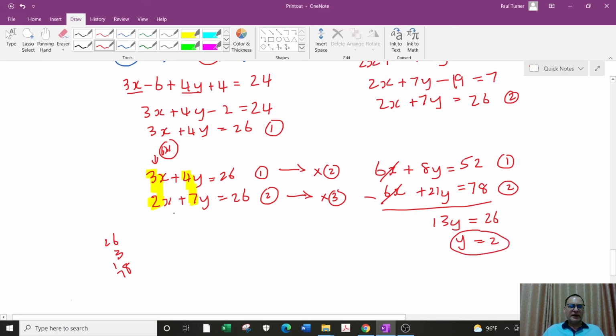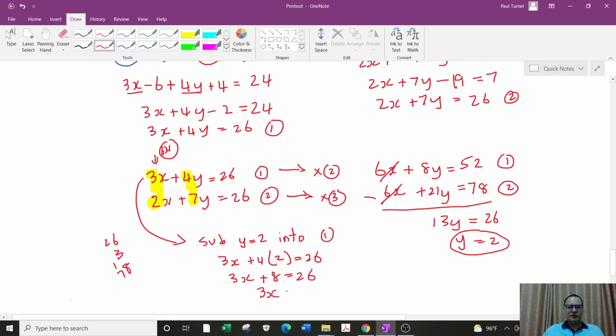Okay, so now we find our x value, put it back into one of these, that one there, for example. So sub y equals 2 into equation 1 there. So we'll have 3x plus 4y, y is 2, equals 26. So 3x plus 2 4s are 8 equals 26. 3x equals 26 minus 8. What's that? 3x equals 18. So x equals 6. Okay, so those are your two solutions there. x equals 6 and y equals 2 for that one. So you could write your solution as 6, 2 as well.